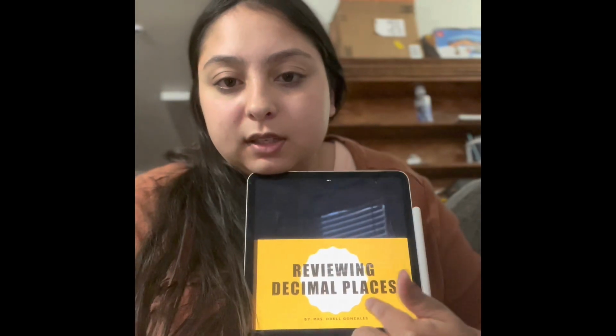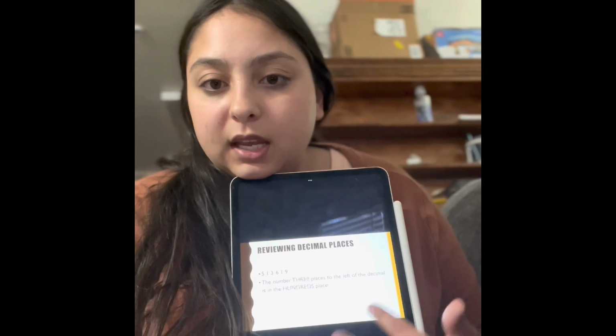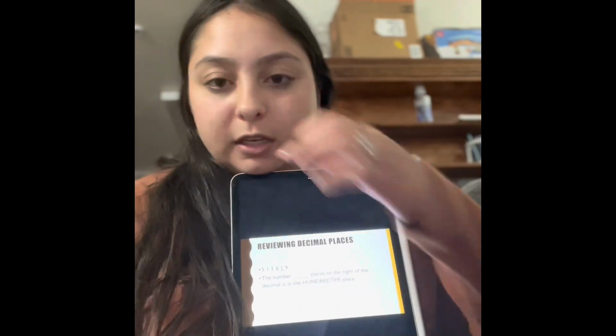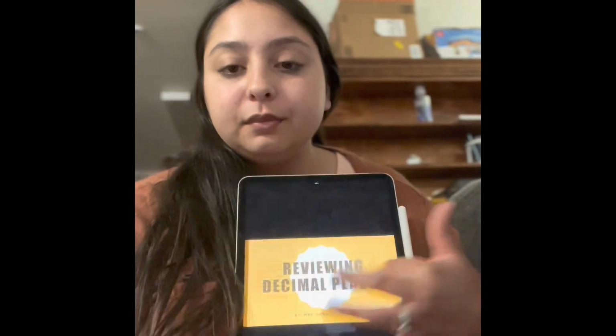Hello class, this afternoon we are going over adding and subtracting decimals, but first we are going to need to get out our notes about reviewing decimal places. It's going to look like this with your example, and yours will have blanks where mine are filled out. Okay, and then the other notes that you are going to be needing to get out are the adding and subtracting decimals.